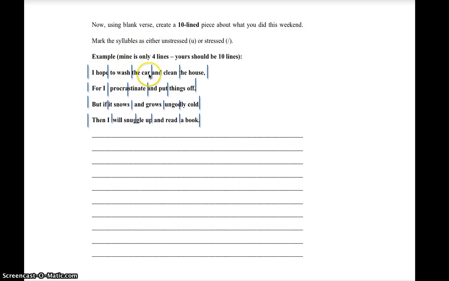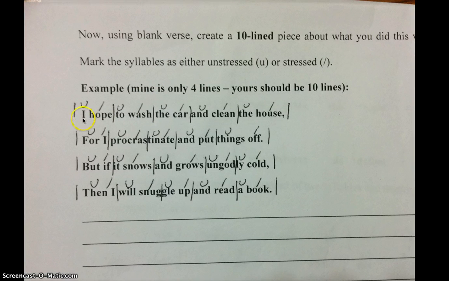I hope to wash the car and clean the house, for I procrastinate and put things off. But if it snows and grows ungodly cold, then I will snuggle up and read a book. 10 syllables each. I broke them up, and then you can see I used the unstressed, stressed, unstressed, stressed. I hope to wash the car and clean the house, for I procrastinate. So you have to put a line in the middle, 2 syllables here, 2 syllables here, and put things off. So you're going to do this, but instead of doing this with 4 lines, you're going to do it with 10. So by the end of this, you have 100 syllables.